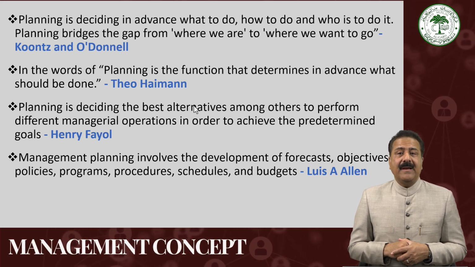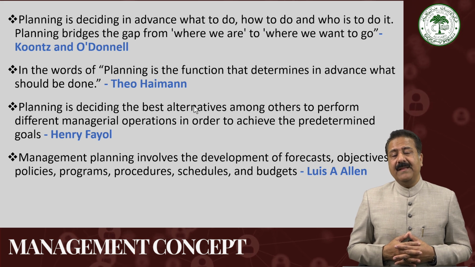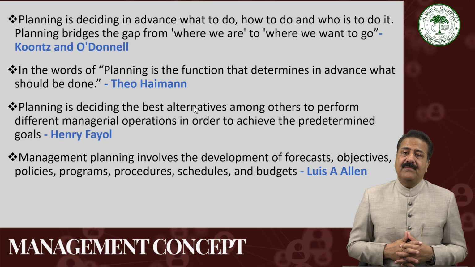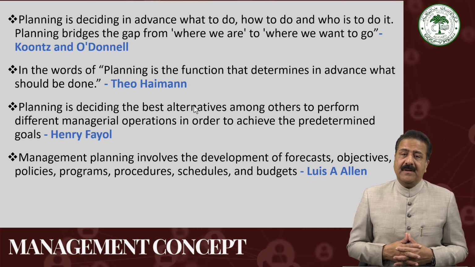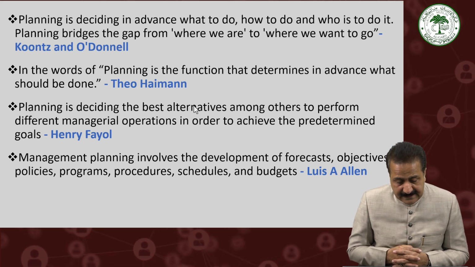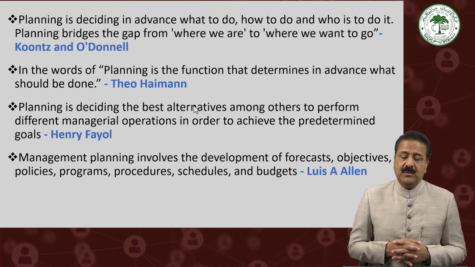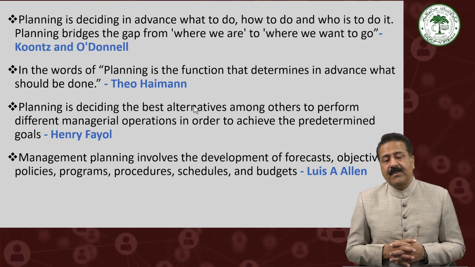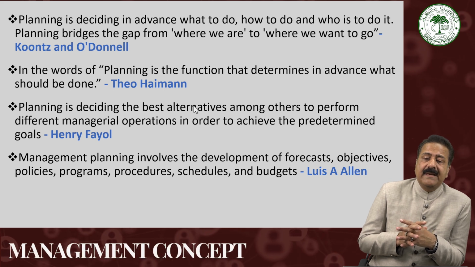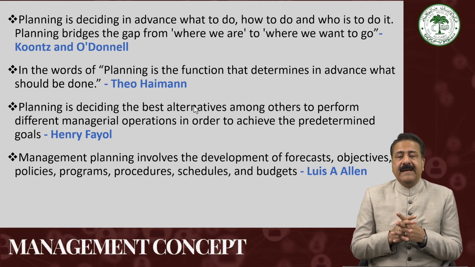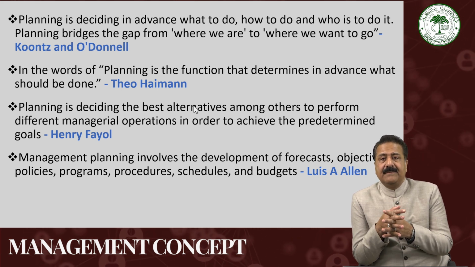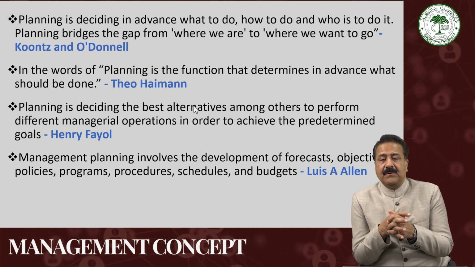And another important name in the field of management is Henry Fayol. Yes, friends, Henry Fayol is a very big name in the field of management. He has given the 14 principles of management. According to Henry Fayol, planning is deciding the best alternative among others to perform different managerial operations in order to achieve the predetermined goals, which simply means that he is also of the same view, that it is a kind of activity by means of which we foresee, we plan what we are going to do in future.